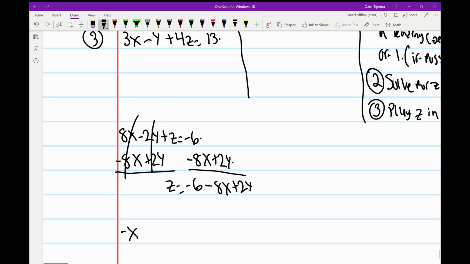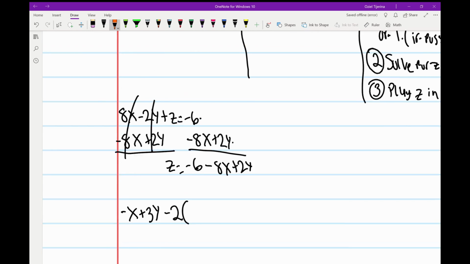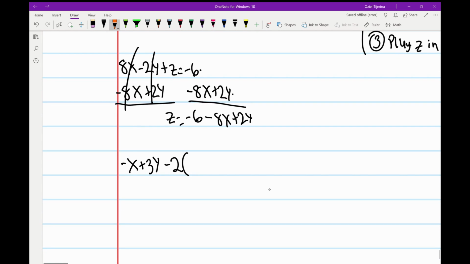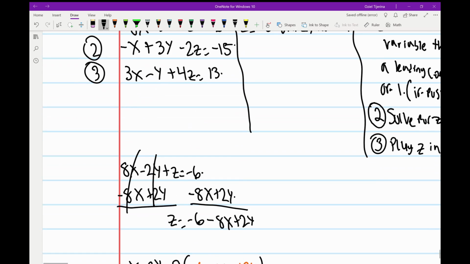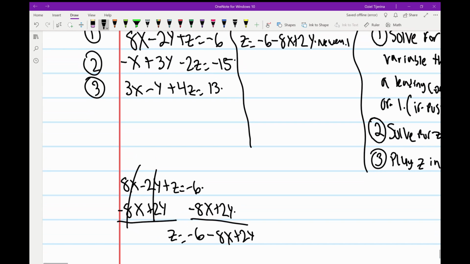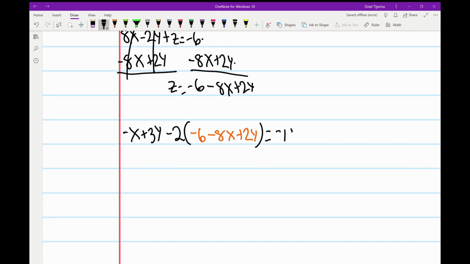So we have negative x plus 3y minus 2 times a quantity, negative 6 minus 8x plus 2y. And if you hear any background noise, I'm sorry, it's my sister. So yeah, let's see here. So this is going to be equal to negative 15, okay?